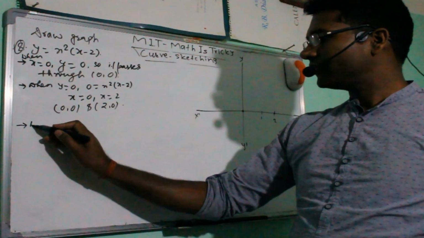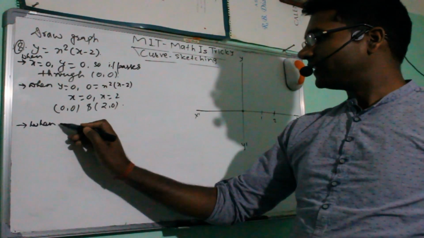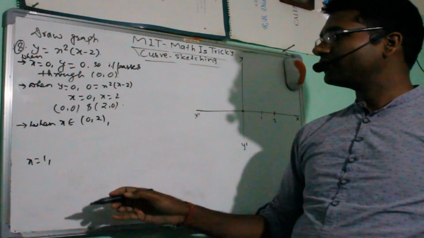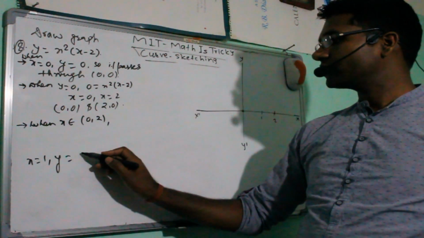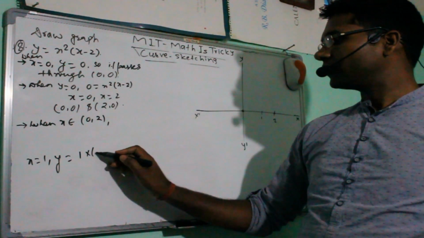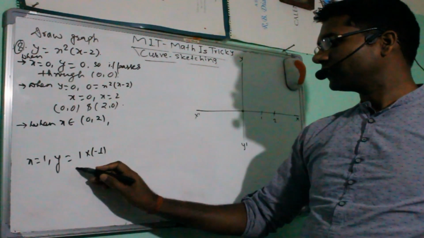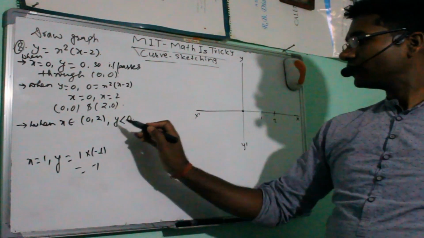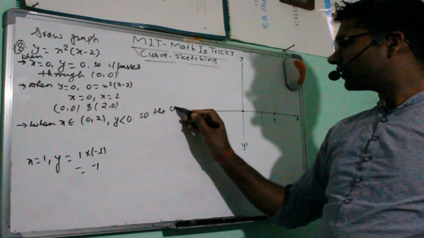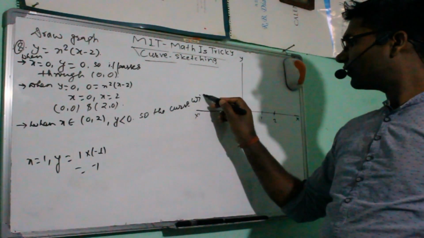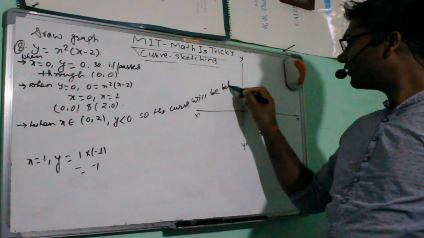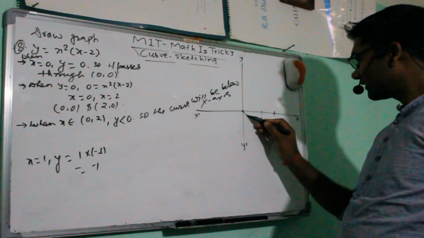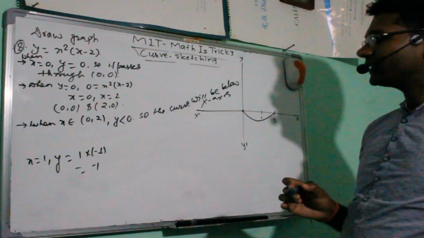Let's see here. When x belongs to (0, 2), let's say x equals 1. So what will be the value of y? y equals 1 into (1 minus 2), which is minus 1. That means y is negative, isn't it? Minus 1 means negative. So the curve will be below the x-axis. It means for this interval the curve will be below the x-axis.